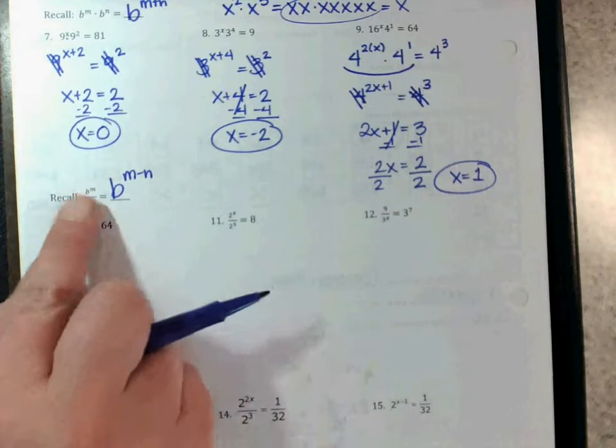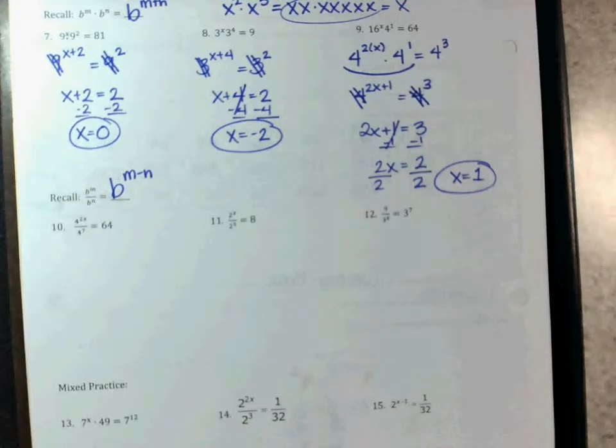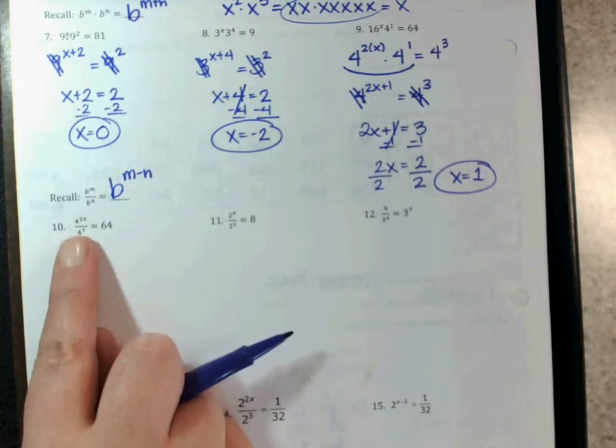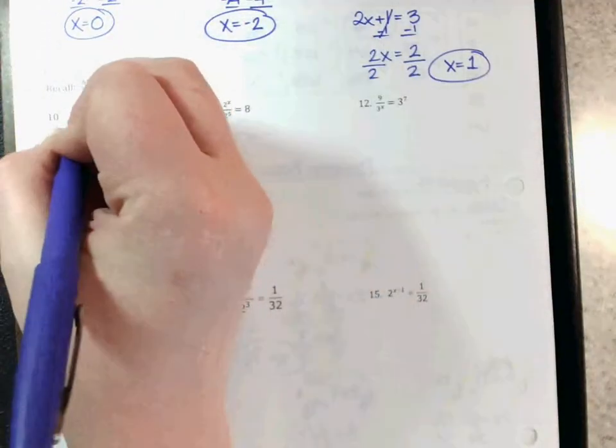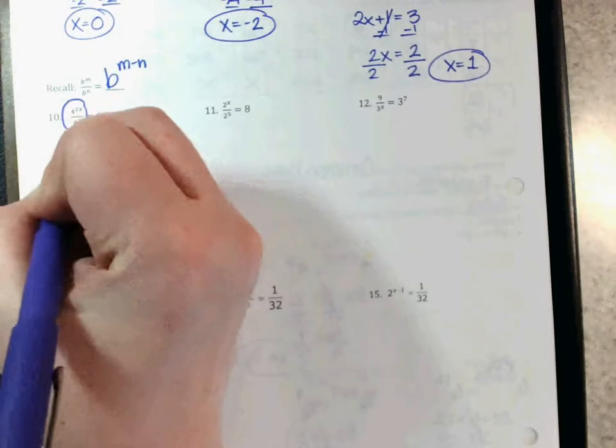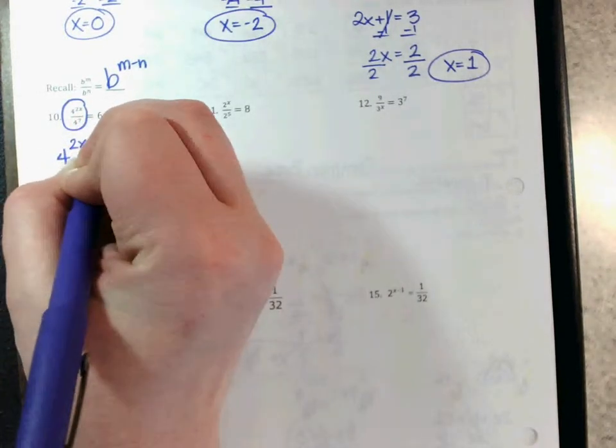So see how these b's are divided with each other? One is on top and one is on bottom. Now, it is important that you do the top first minus the bottom second. So if I'm doing this one, notice I already have 4's on both. So this is going to reduce to be 4 to the 2x minus 7.